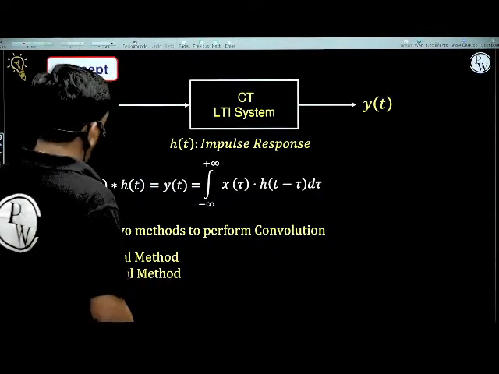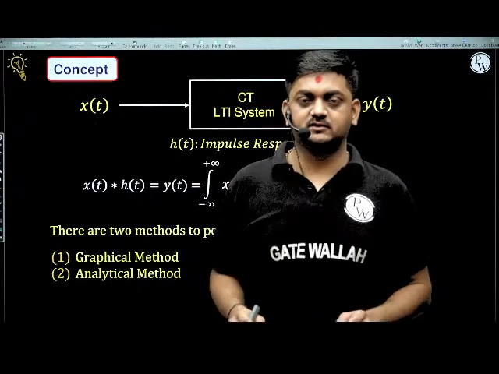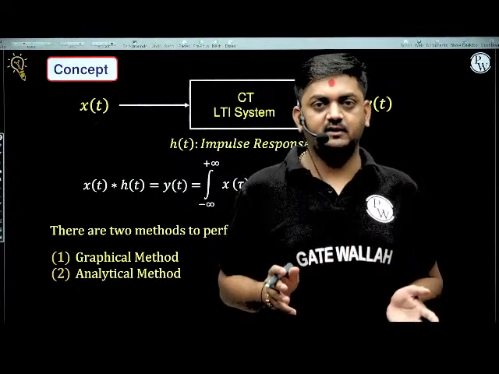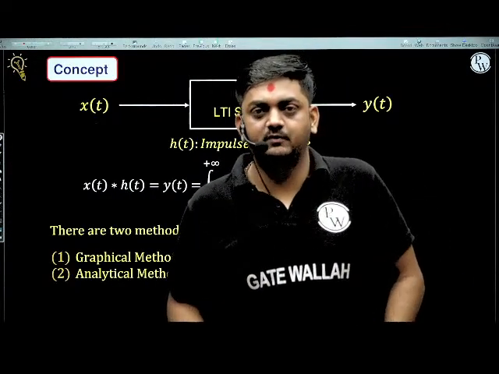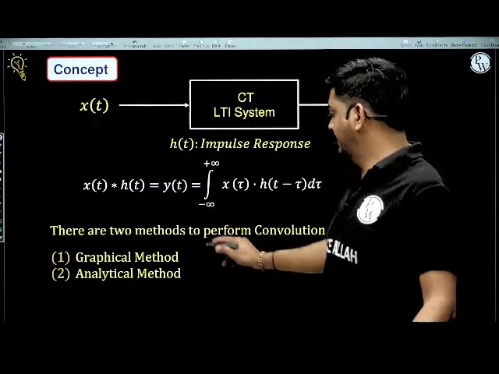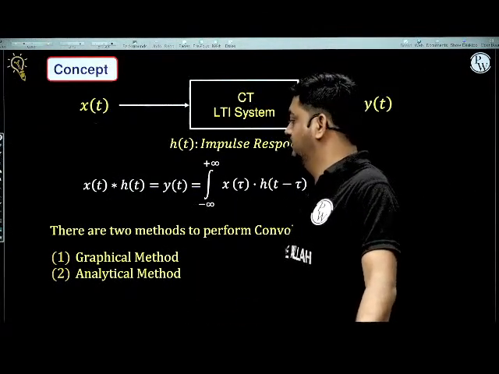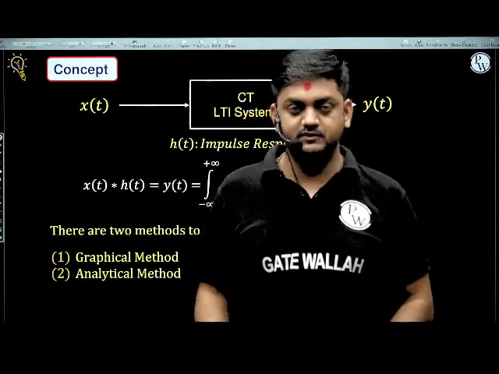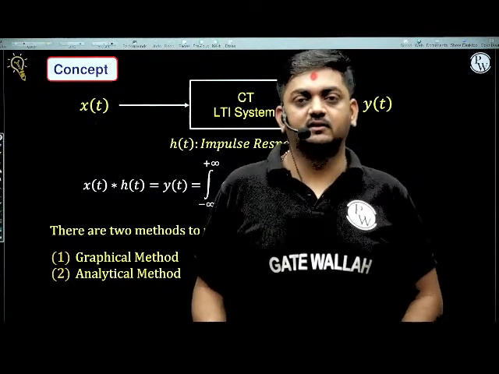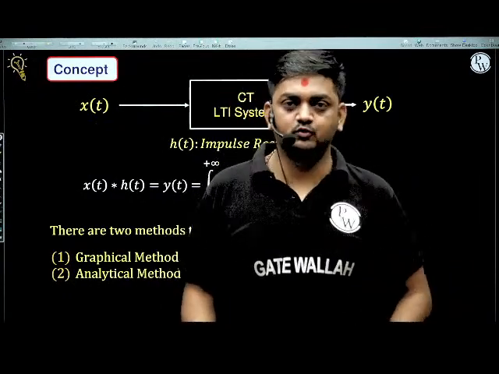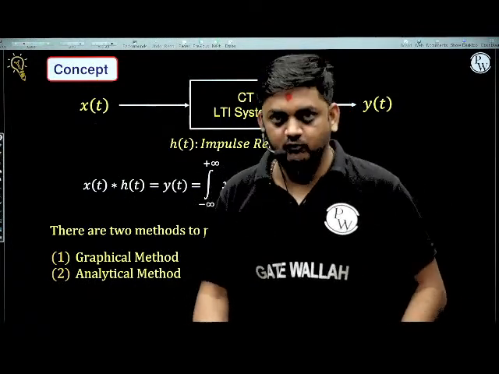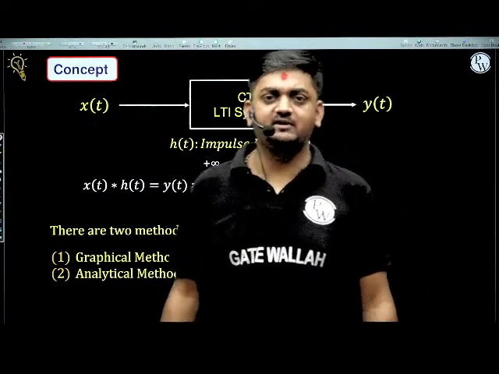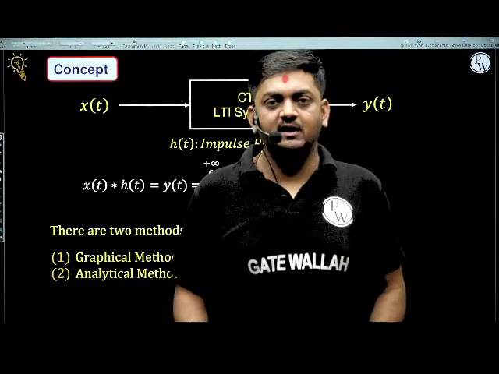Now, important concept, guys. There are generally two methods. The previous question we solved using properties only, but otherwise there are two methods to perform the convolution between two signals. One is the graphical method and another one is the analytical method. We can solve most of the questions using the analytical method only, because the graphical method is very lengthy, tedious and time consuming. So it would be better to solve the same question using the analytical method, and if it is not possible to solve any question with the analytical method, then we can go for the graphical method.